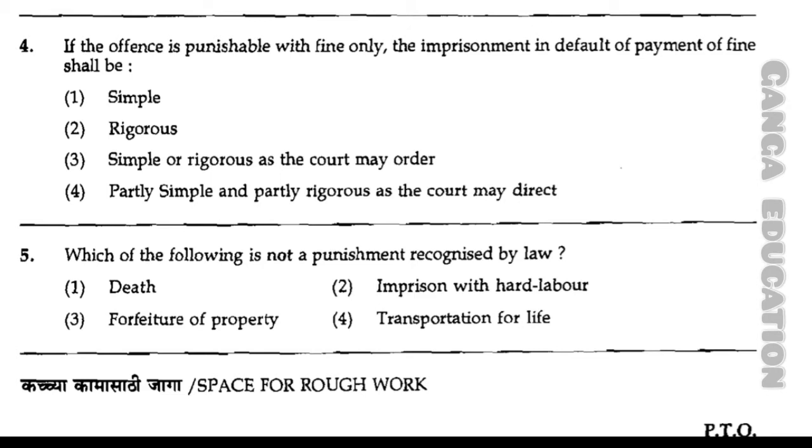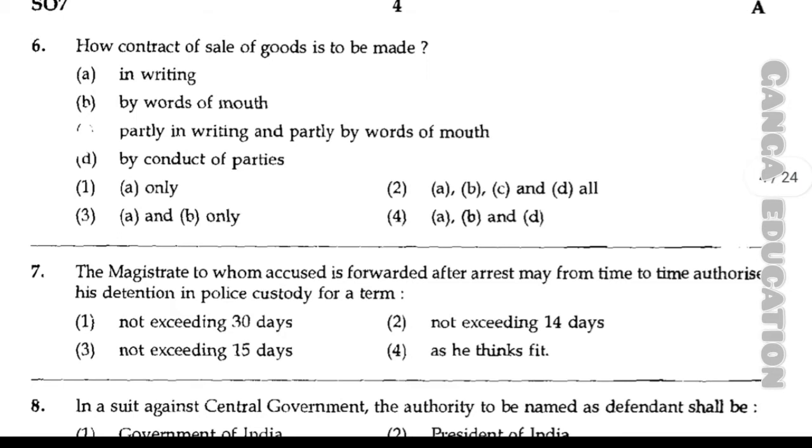Now question number 5. Which of the following is not a punishment recognized by law? Option number 1. Death. Option number 2. Imprisonment with hard labor. Option number 3. Forfeiture of property. Option number 4. Transportation for life. And the correct answer is option number 4. Transportation for life.